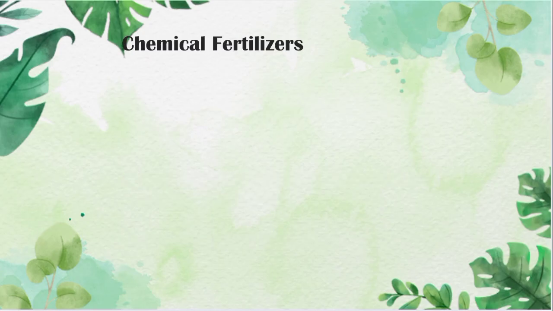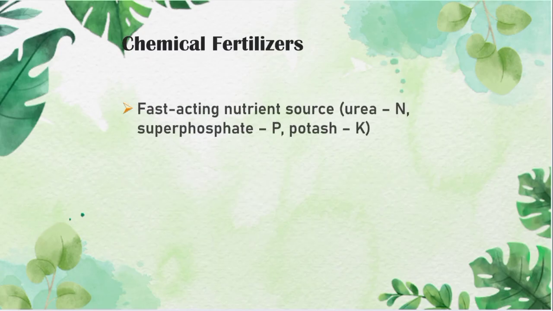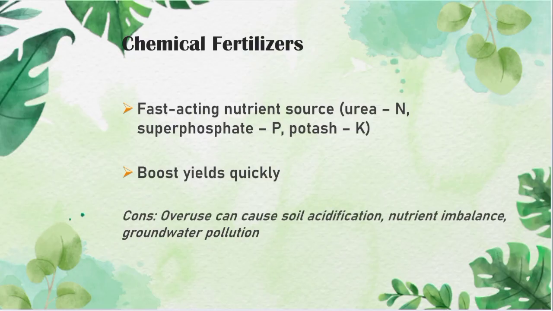They provide a fast-acting nutrient source like urea (N), superphosphate (P), and potash (K). They boost yields quickly, but overuse can lead to soil acidification, nutrient imbalance, and groundwater pollution.